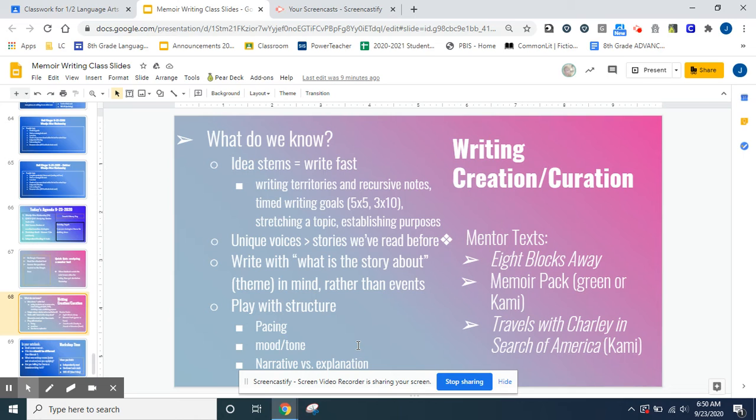As you get to writing today, maybe take the first 5 minutes and draw an outline, or go back through your notebook and really think about what are some idea stems. Maybe you want to reread a piece of mentor text from 8 Blocks Away or your memoir pack, the green one. Ignore This Travels with Charlie. That was something that Ms. Tresick did with her class, which we'll get to. We just haven't done it yet. These are all things that you can be thinking about.